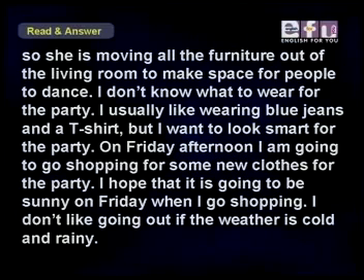On Friday afternoon, I'm going to go shopping for some new clothes for the party. I hope that it's going to be sunny on Friday when I go shopping. I don't like going out if the weather is cold and rainy.